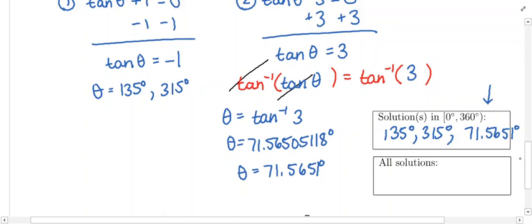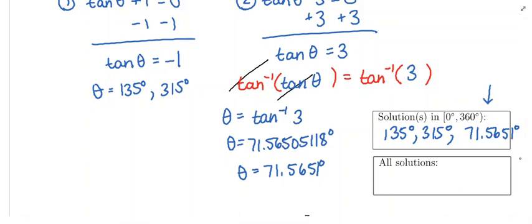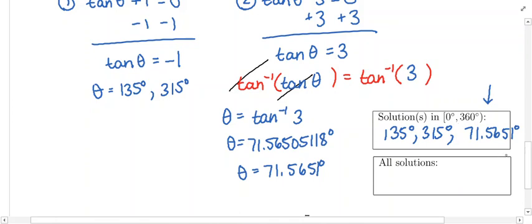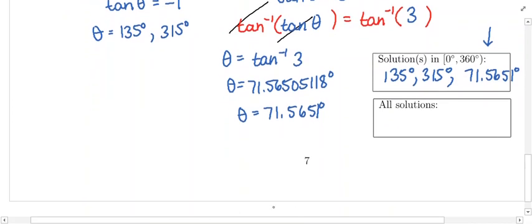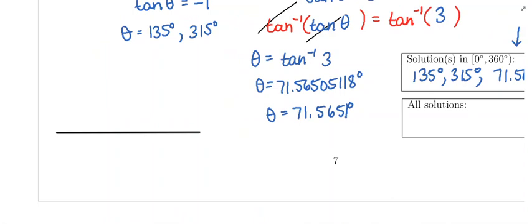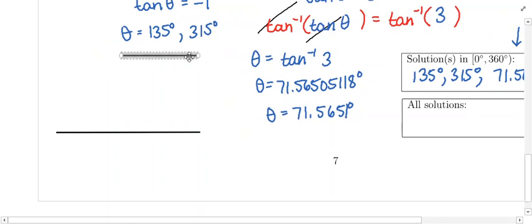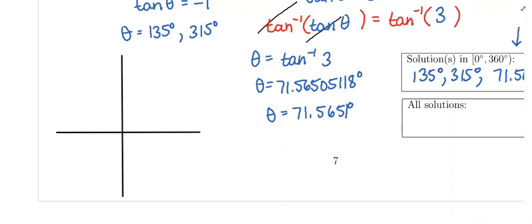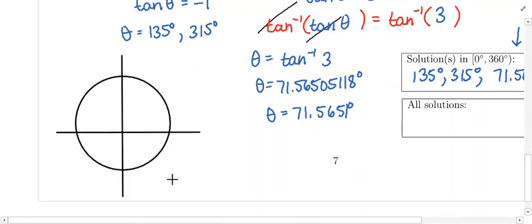Okay, so here we go. We've got one of these decimal answers again. The calculator is only going to pop out a single answer. We have to draw a sketch of the unit circle to see if there's another answer that will work. So here I go. I'm going to draw my x-axis. I'm going to draw my y-axis. And then I'm going to put a circle on here.